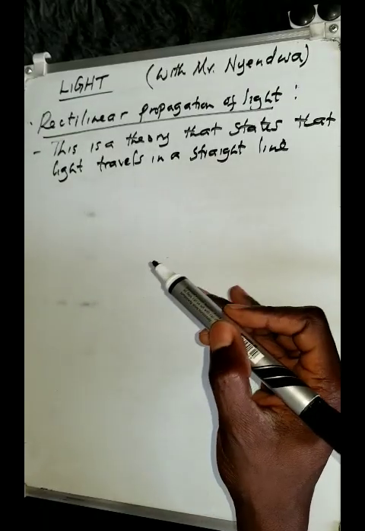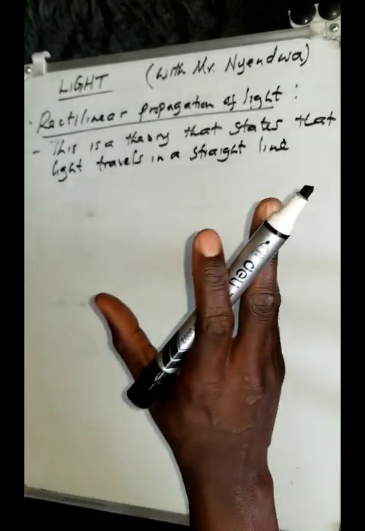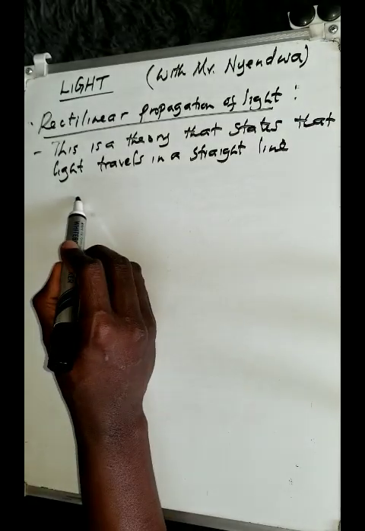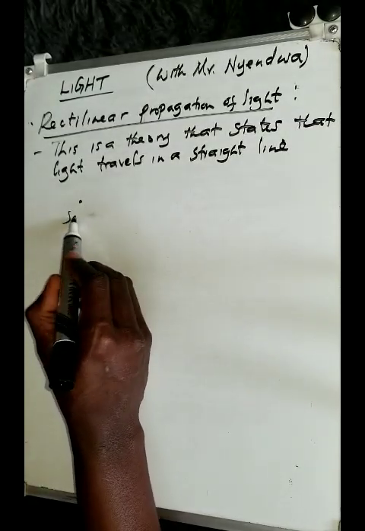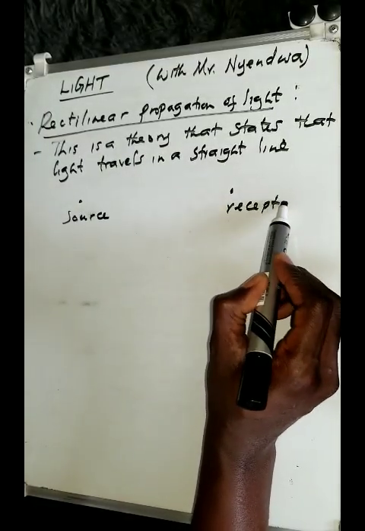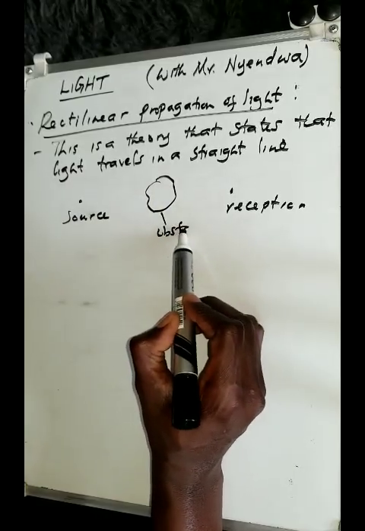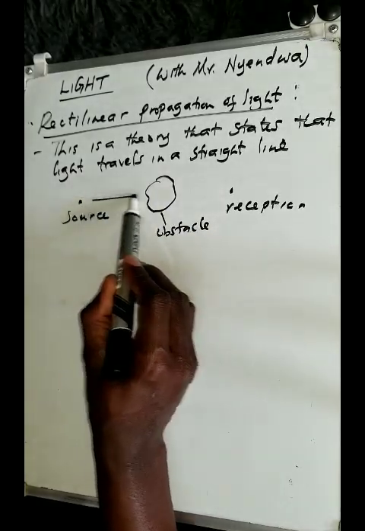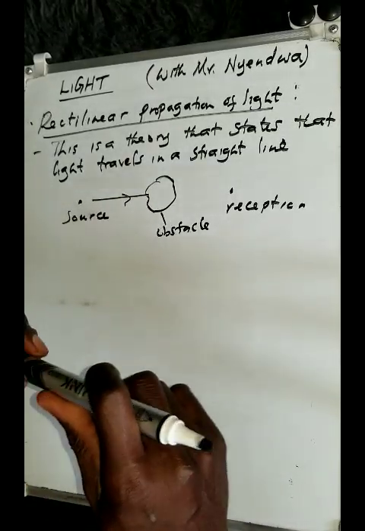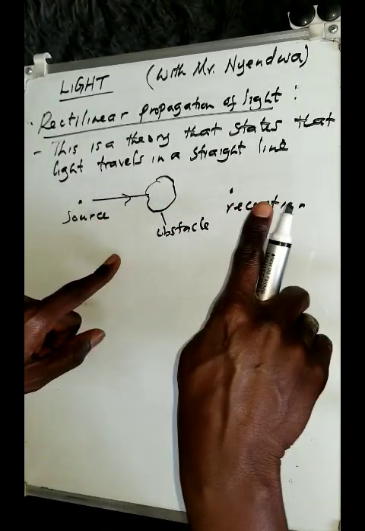Now I want you to understand that light will only travel in a straight line when there is no obstacle between the source and the reception point. So if you have the source of light, and let me say the reception point here, but there's an obstacle along the path of the source of light, such that light is blocked, then you're going to find that if there's an obstacle, light will not travel in a straight line.